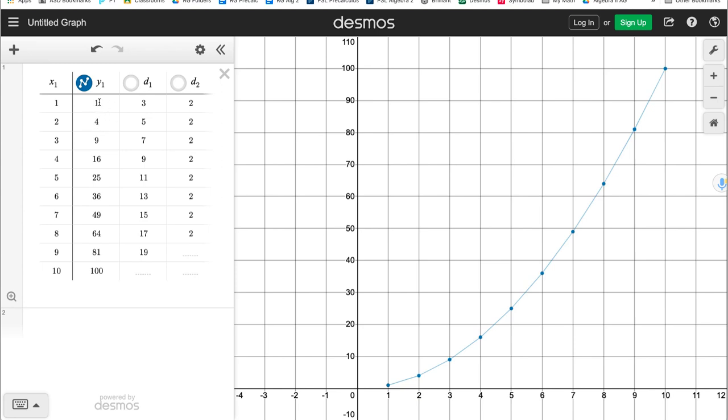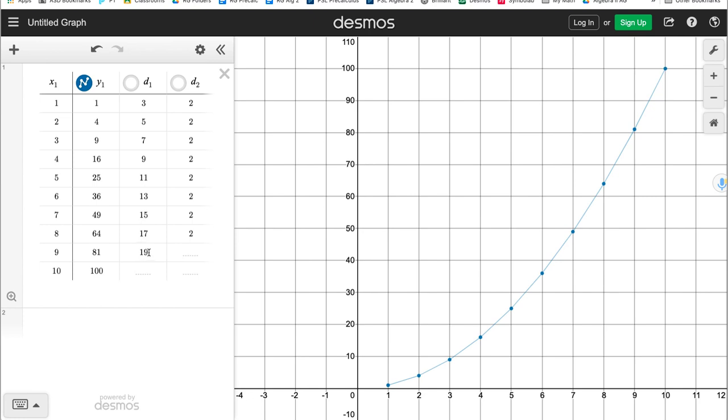In other words, 4 minus 1 is 3, 9 minus 4 is 5, and I could read this table as 1 plus 3 equals 4, 4 plus 5 equals 9, 9 plus 7 equals 16, and so on. So with that in mind, I can see that 81 plus 19 is 100. Then if I knew what this next difference would be, I'd be able to find out the next perfect square.